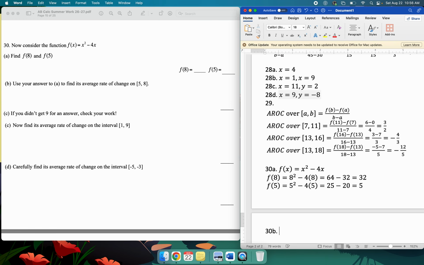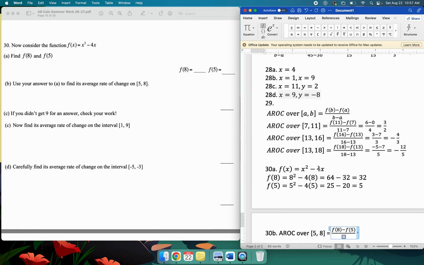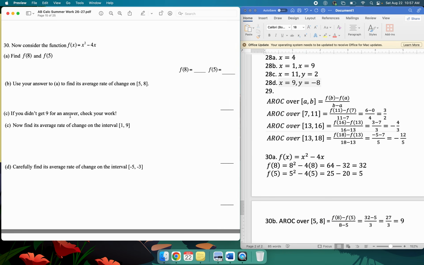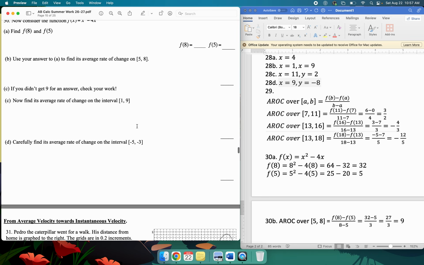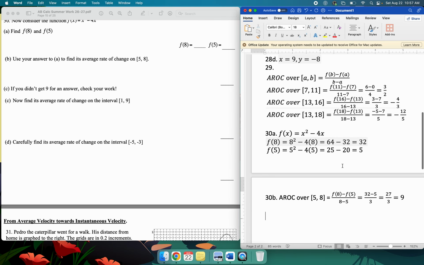30b is asking us to find the average rate of change of the function over the interval 5 to 8. We've already done some of the annoying work. That would be f of 8 minus f of 5 over 8 minus 5. We already computed those values earlier. So that's 32 minus 5 over 8 minus 5 is 3. So that's 27 over 3, which is 9. Okay, C, we should have gotten 9. We did. That's great. Now find the average rate of change over the interval 1 to 9.